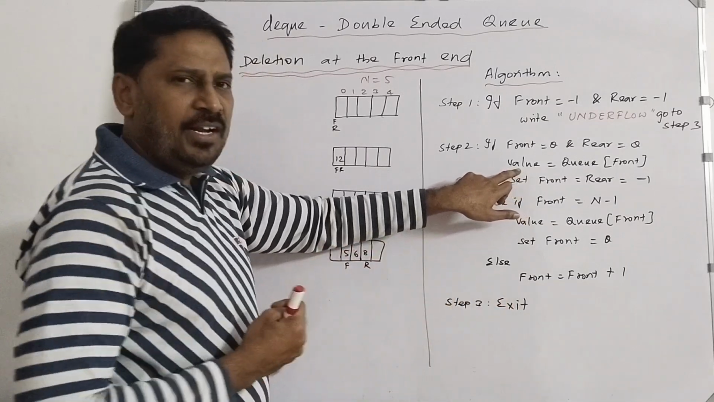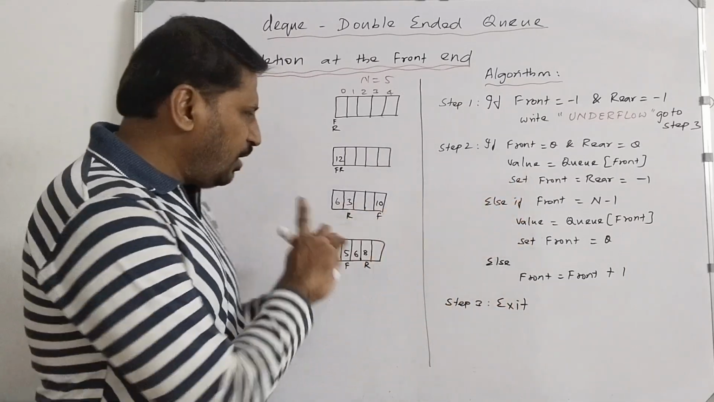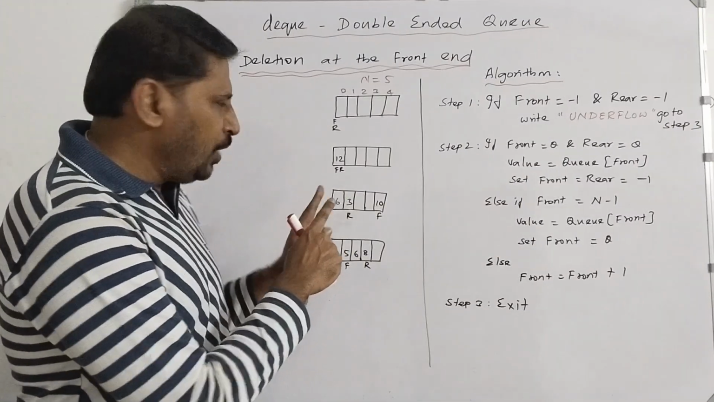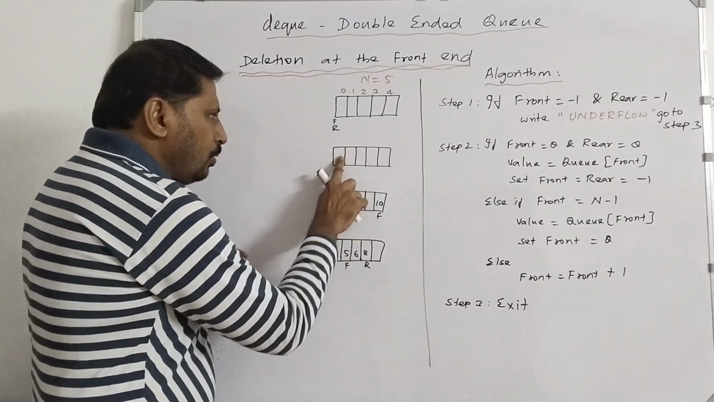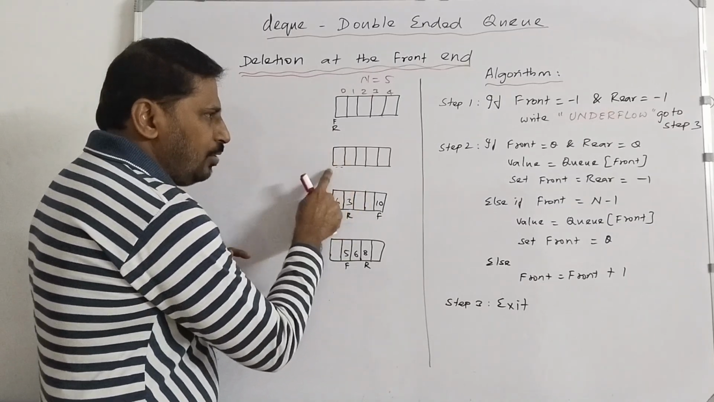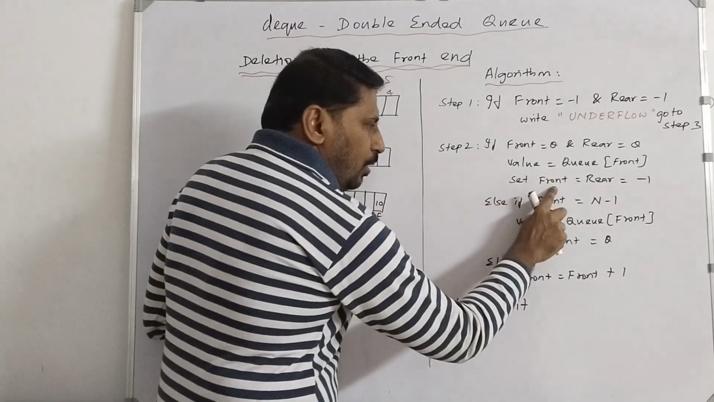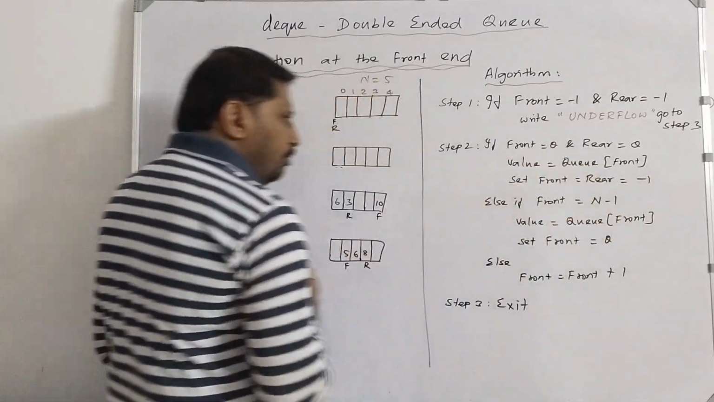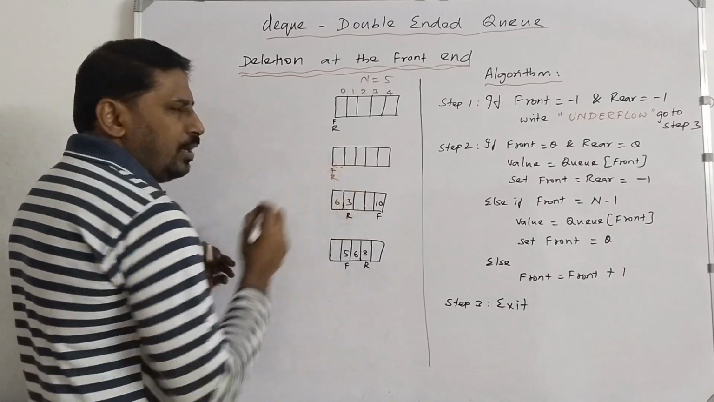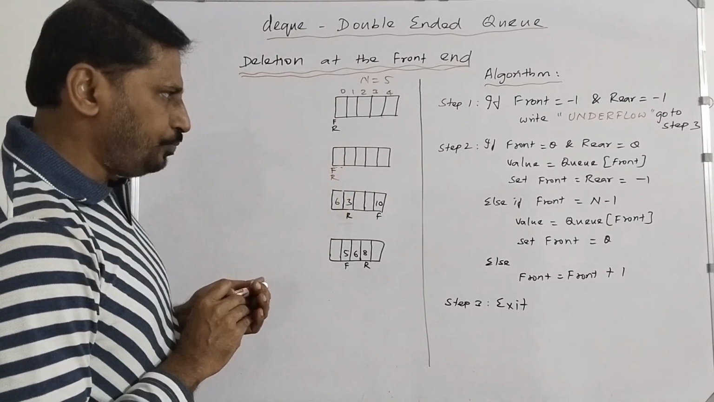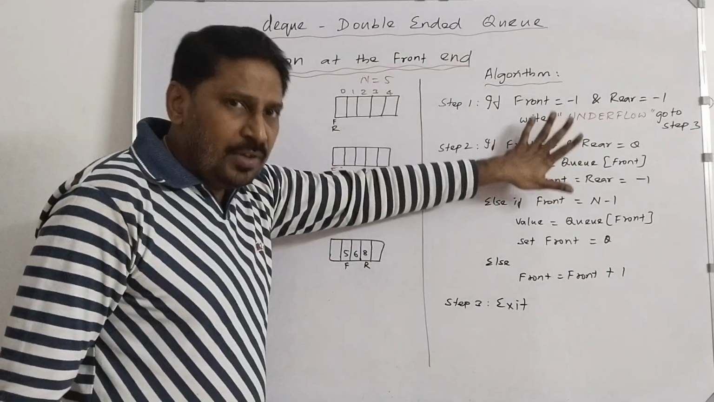After deleting that, we have to reassign the pointers. Only one value was there, so after taking that value, the queue is empty. That's why we set front equal to rear equal to -1. So in this case, front and rear come to -1 after deleting that. This is the first case.